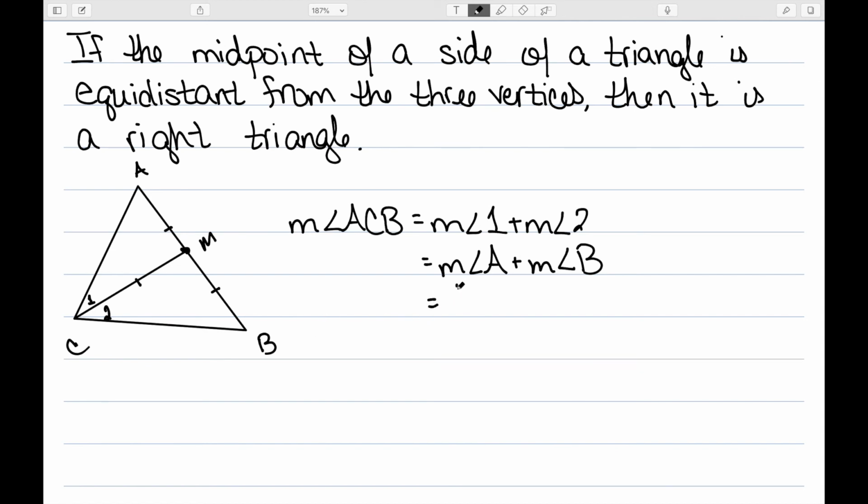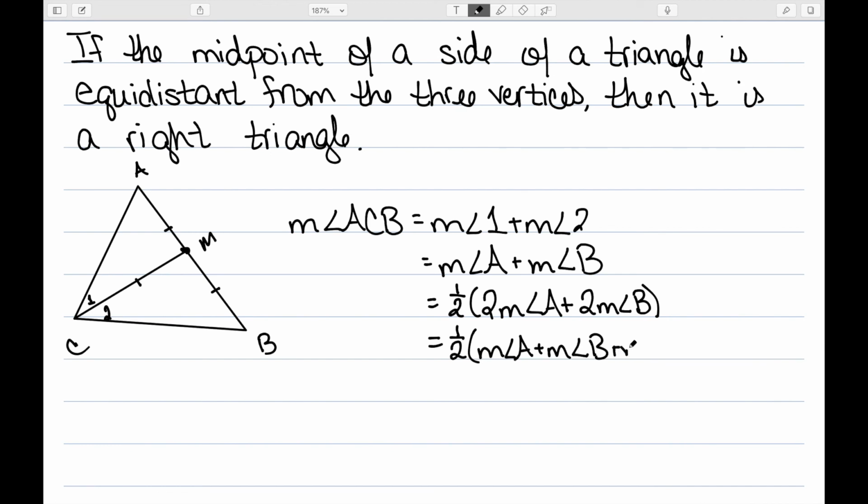I'm then going to rewrite this as 1/2 times 2 times the measure of angle A plus 2 times the measure of angle B. So this may seem like a strange way to do it, but you'll notice it is equivalent to just saying angle A plus angle B. I'm going to rewrite this as angle A plus angle B plus angle 1 plus angle 2. And this comes from the fact that angle A and angle 1 are the same, and angle B and angle 2 are the same, so I just rewrote how I'm referring to this to angle A and to angle B.